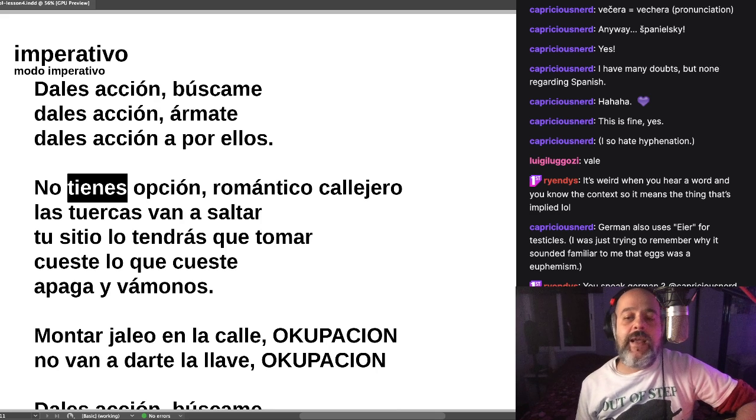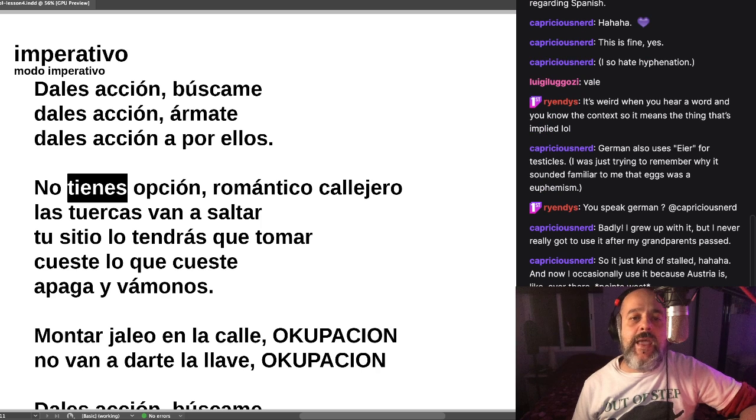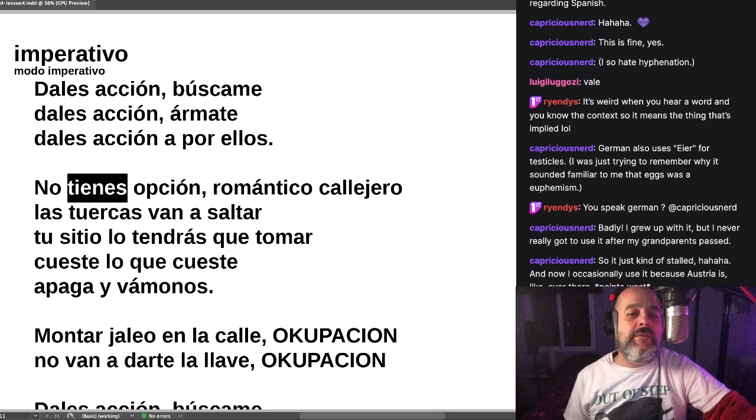Monta jaleo en la calle. Ocupación. No van a darte la llave. Ocupación. Dales acción. Búscame. Dales acción. Ármate, dales acción, a por ellos.